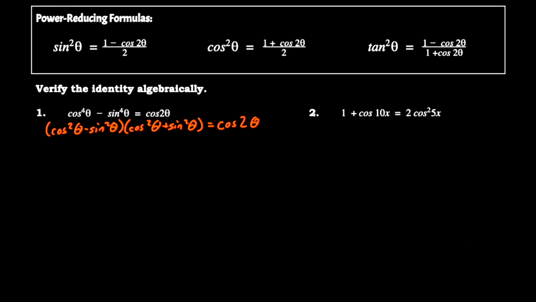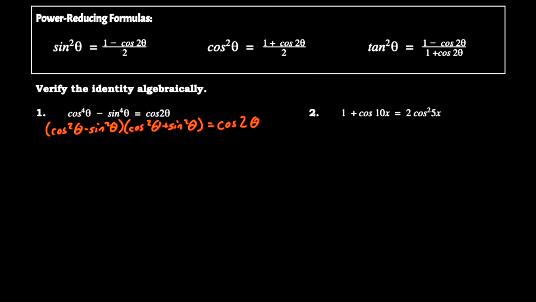Now it's important when you do these proofs that you only work on one side. I chose to work on the left side just because that seemed like the more complicated thing. Like cosine to the fourth minus sine to the fourth seemed like something I could actually manipulate. Cosine of 2 theta seemed pretty simple already. So I'm working on the left side, and I'm always going to leave this right side alone. I'll know the proof is done because at the end it'll say cosine of 2 theta equals cosine of 2 theta. That's how I'll know when I'm done.